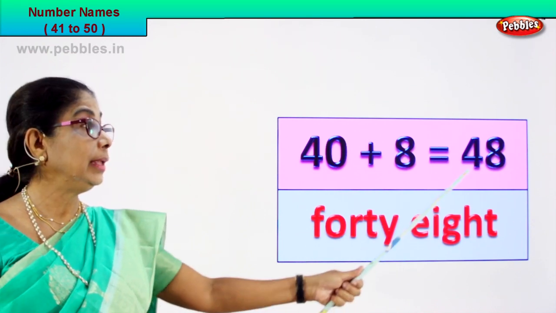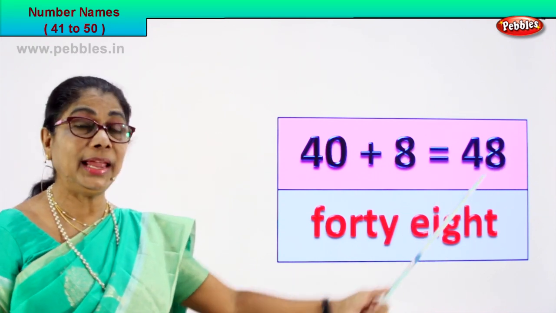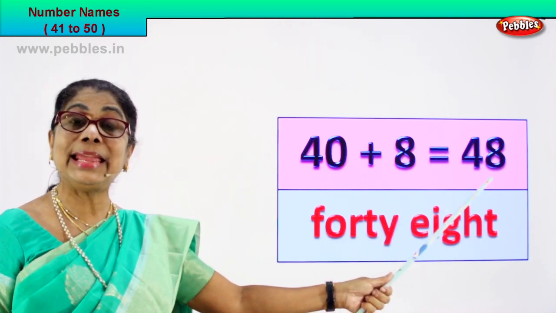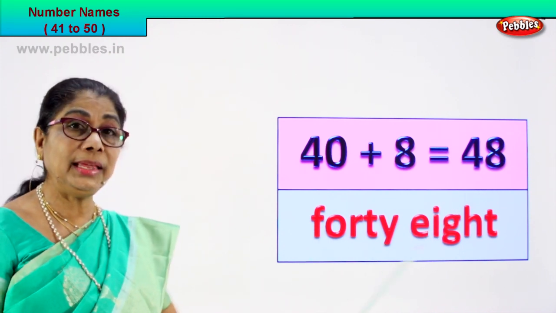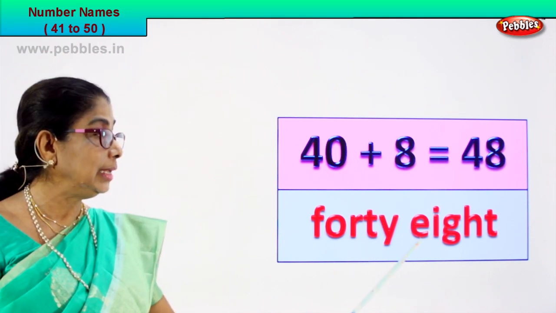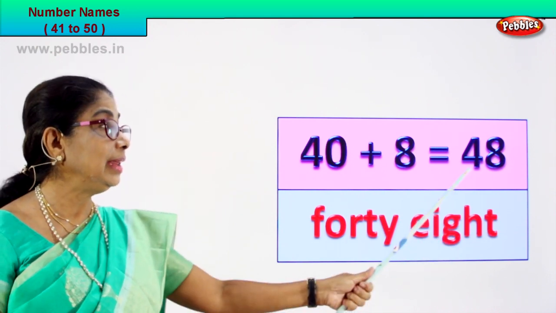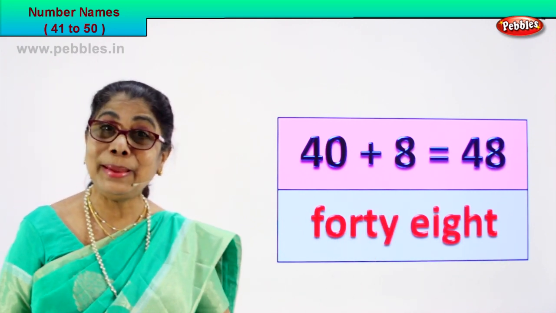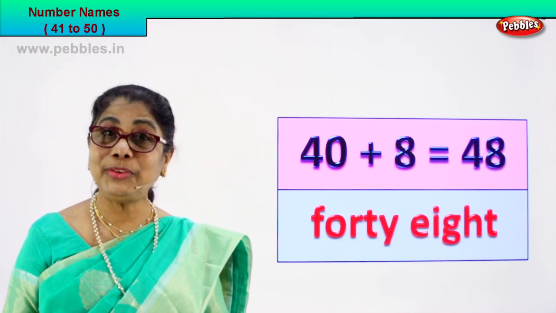F-O-R-T-Y, 40. E-I-G-H-T, 8. 48. The number 48, its name is F-O-R-T-Y, 40, E-I-G-H-T, 48. This is the numeral, this is the numeral's name. The number and its name. Very good. Shall we go to the next?